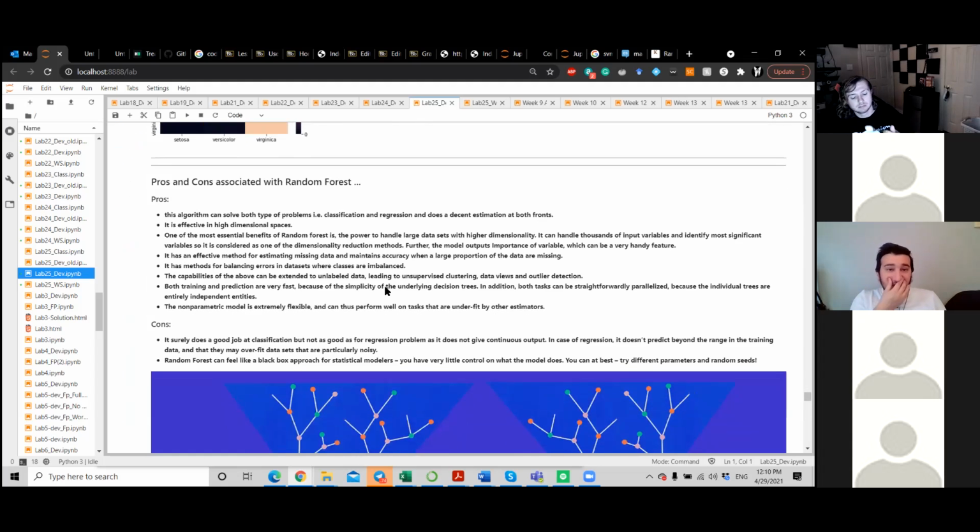Okay, pros and cons associated with random forest. This algorithm can solve both types of problems.